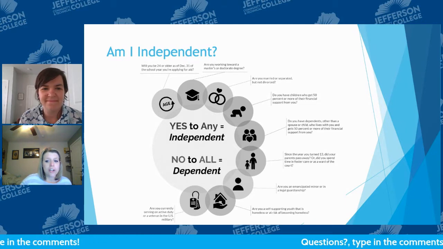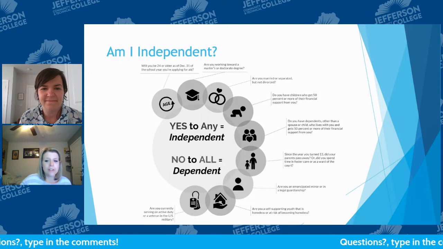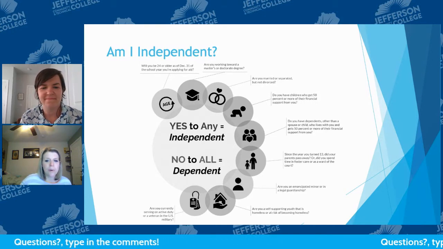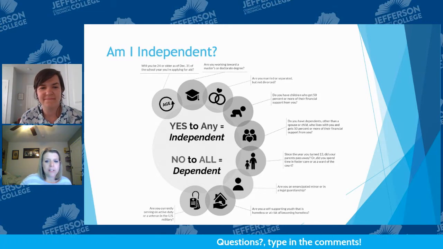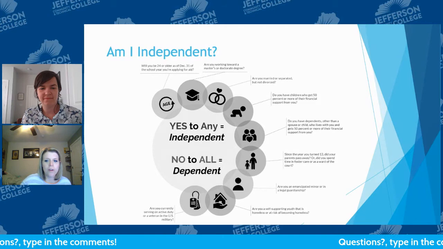Were you born before January 1, 1998, or basically over the age of 24? As of today, are you married? At the beginning of the 21-22 school year, will you be working on a master's or doctorate program? Are you currently serving on active duty in the U.S. Armed Forces for purposes other than training? Are you a veteran of the U.S. Armed Forces? Do you now have, or will you have, children who will receive more than half of their support from you, basically during the academic year?